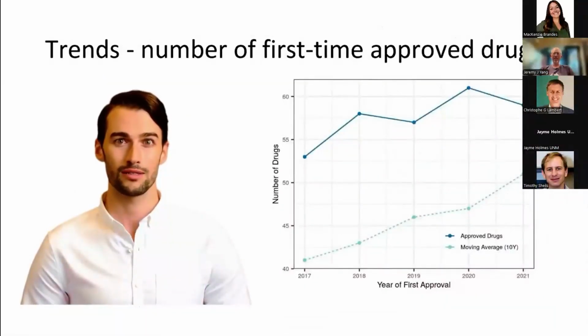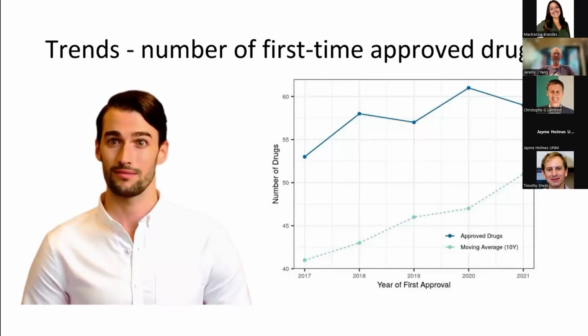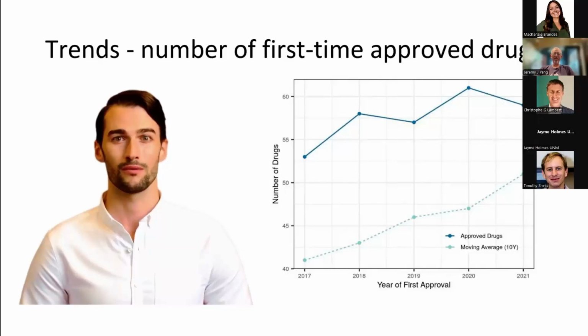Now let's review some DrugCentral data. Trend overview. The line graph illustrates the yearly number of first-time drug approvals from 2017 to 2021. There is a clear upward trend, indicating an increase in the number of new drug approvals. Key data points. The number of approved drugs generally increased each year, with a noticeable peak around 2020.